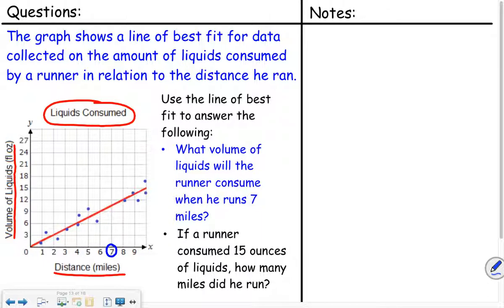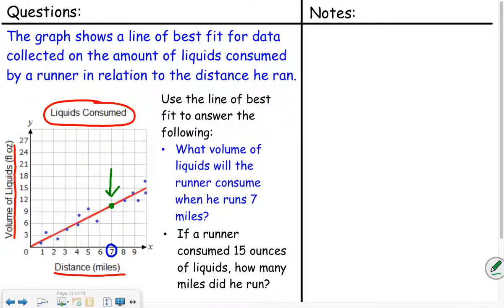And I'm going to follow my line of best fit up until I hit my red line. So I'm going to start at 7, follow it up until I hit my red line. So this dot right here is the new one I made. Let's look at what number that's at. Well, it's right in between 9 and 12. So we'll say it's maybe 10.5.